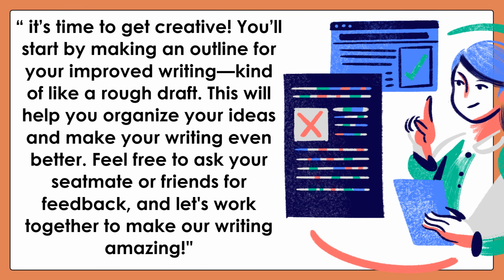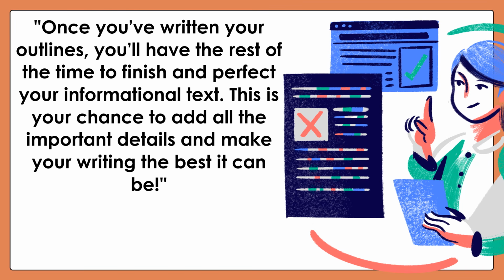It's time to get creative. You'll start by making an outline for your improved writing, kind of like a rough draft. This will help you organize your ideas and make your writing even better. Feel free to ask your seatmate or friends for feedback, and let's work together to make our writing amazing. Once you've written your outlines, you'll have the rest of the time to finish and perfect your informational text. This is your chance to add all the important details and make your writing the best it can be.